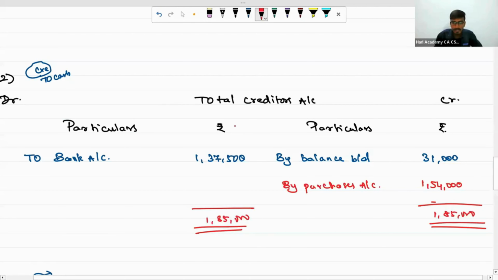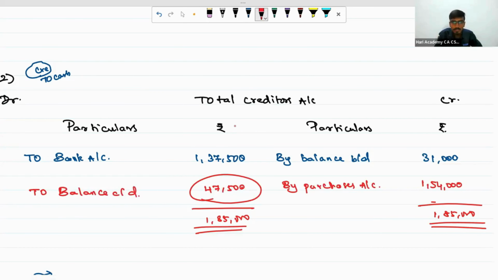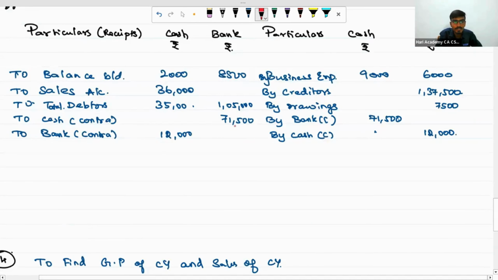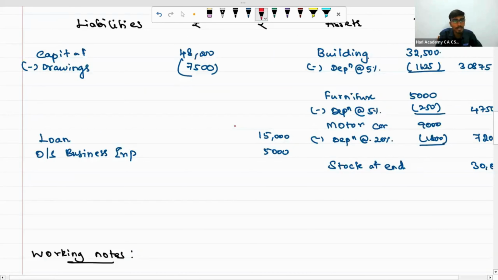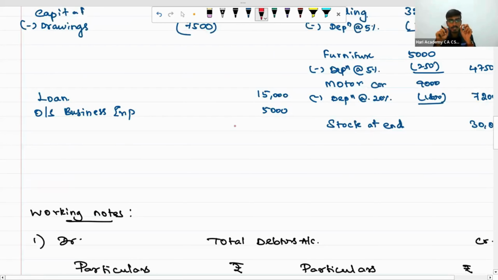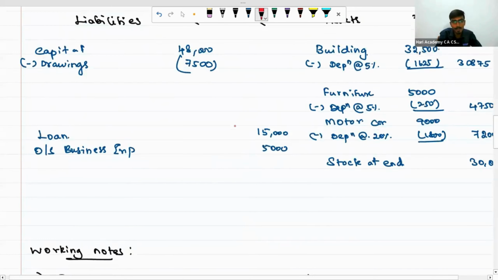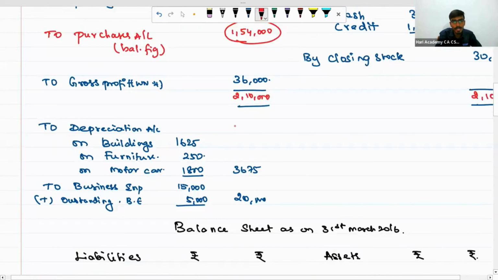Subtract 1,37,500. You will get 47,500. This is your balance carried down. This closing balance should be transferred to the balance sheet. I am using different colors to help you understand how it works. In your examination, you should use the same color pen so that you will save a lot of time.